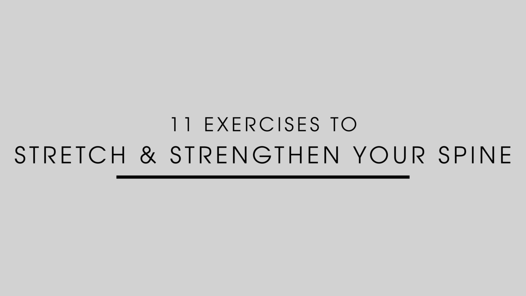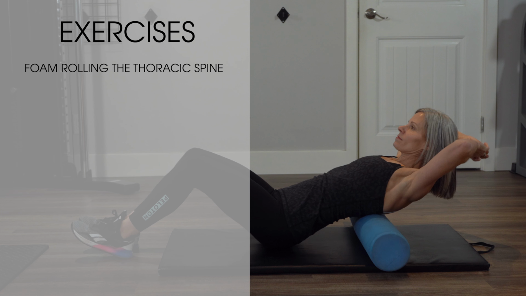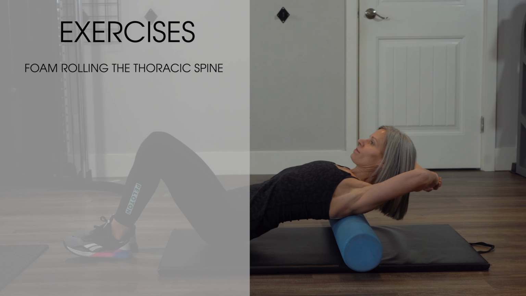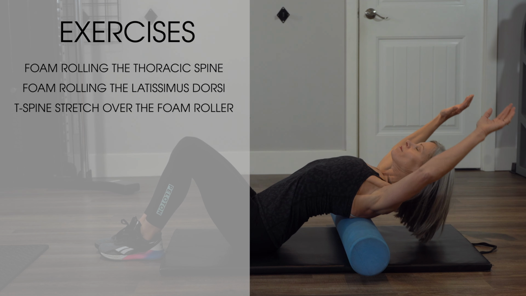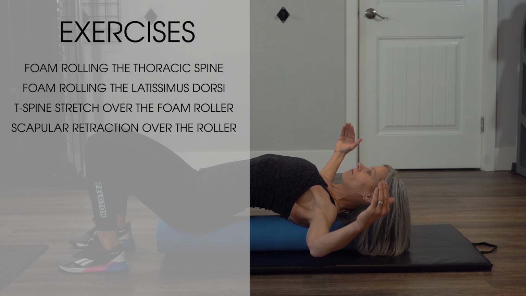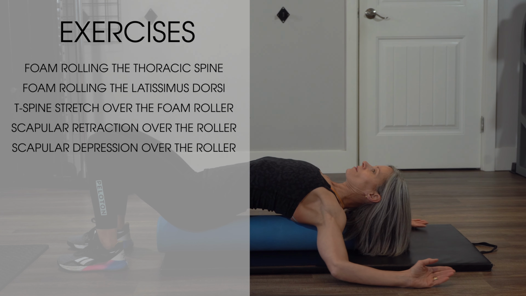Today we will perform these 11 exercises to improve mobility of your thoracic spine. Foam rolling over the thoracic spine. Foam rolling your latissimus dorsi. T-spine stretch over the foam roller. Scapular retraction over the roller. Scapular depression over the foam roller.